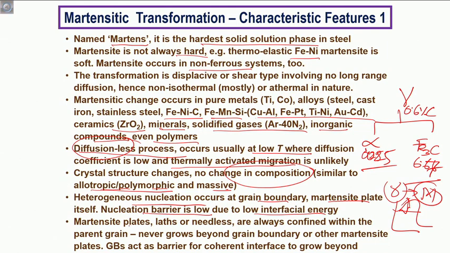So, martensite can manifest in the form of plates, laths or needles. I am sorry, there is a spelling mistake here. It is always confined within the parent grain, which is the parent grain of austenite. So, if this is the parent austenite grain and a martensite plate forms, it can go all the way up to the boundary, but never crosses and moves to the other crystallite across the boundary.